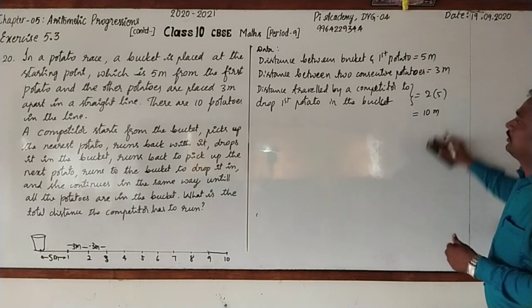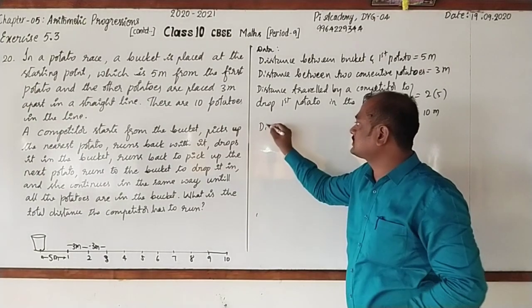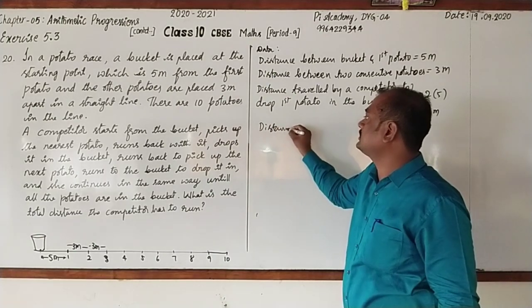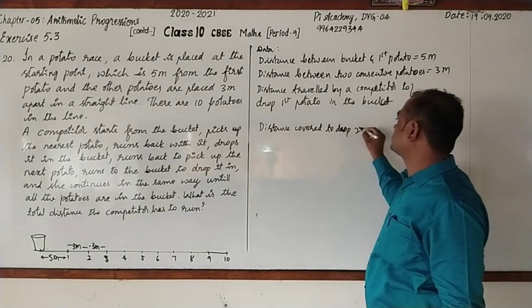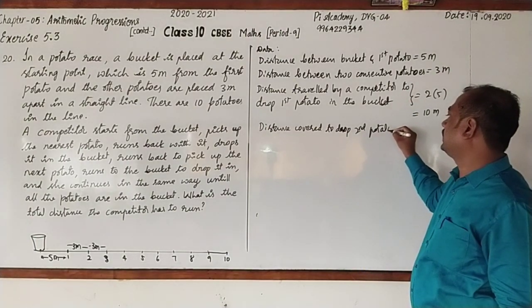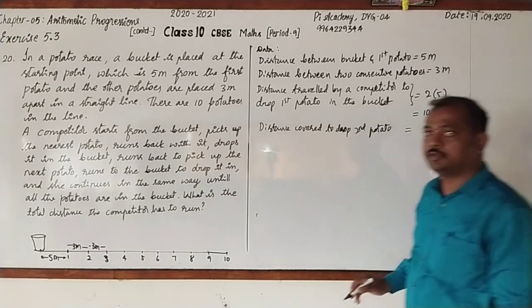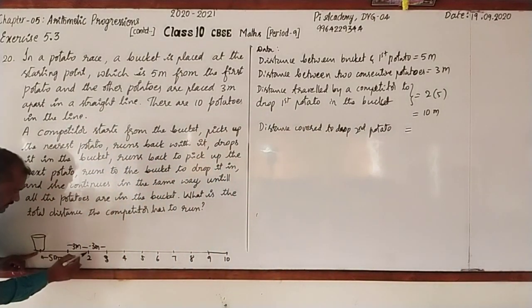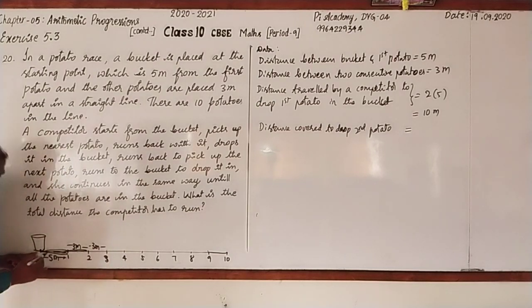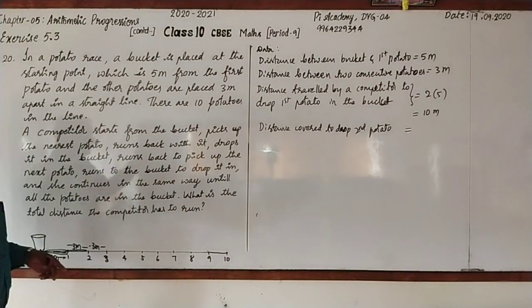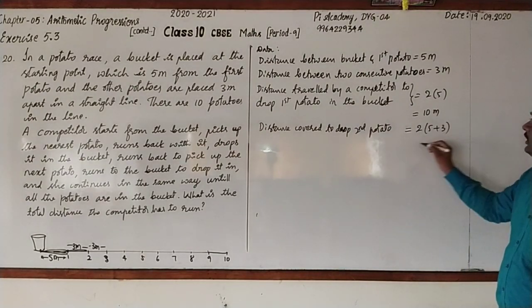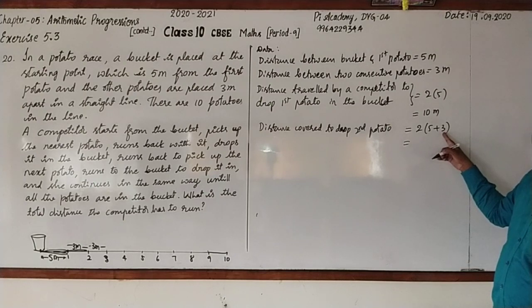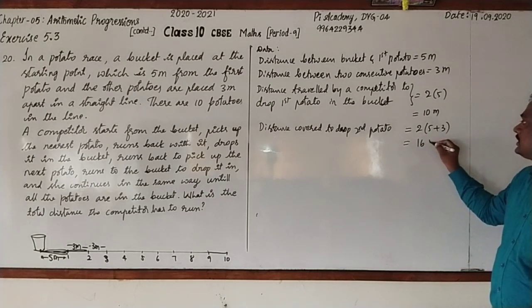Next, distance covered to drop second potato in the bucket. Look here. Again, he has to start running from here. This is the second one. From here to here, 5 meter, then plus 3 meter, comes back 3 meter, 5 meter. So 5 meter plus 3 meter will be covered twice. So 2 times 5 plus 3. How much will it be? 5 plus 3 is 8. 8 twos are 16. 16 meter.